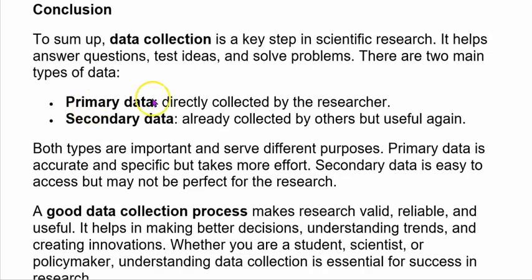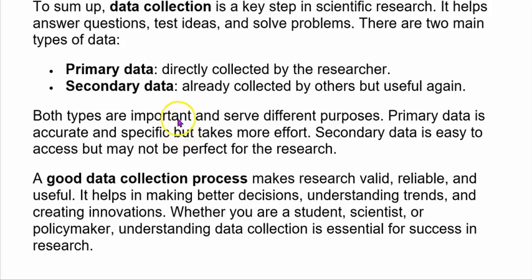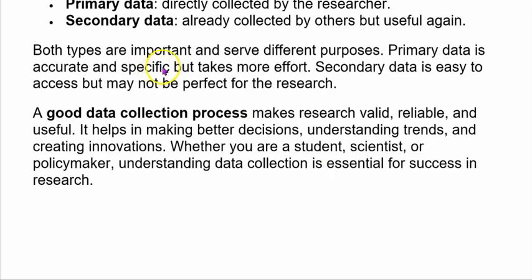Conclusion. To sum up, data collection is a key step in scientific research. It helps answer questions, test ideas, and solve problems. There are two main types of data: primary data and secondary data. Primary data is directly collected by the researcher, secondary data is already collected by others but useful again. Both types are important and serve different purposes.